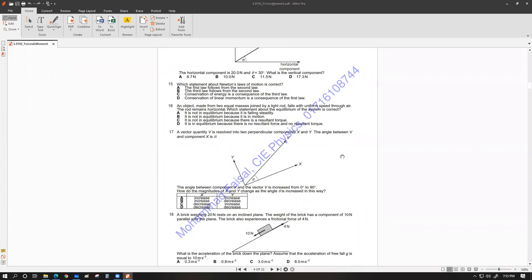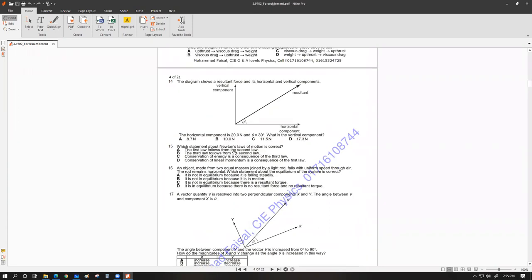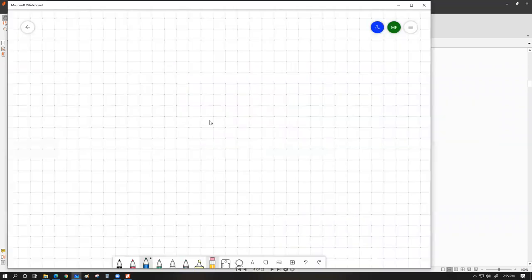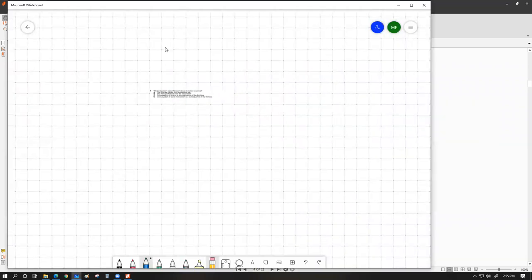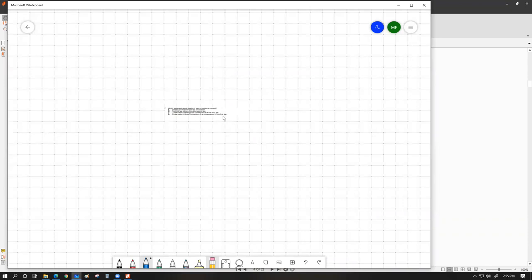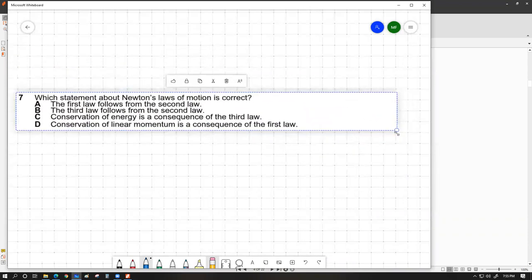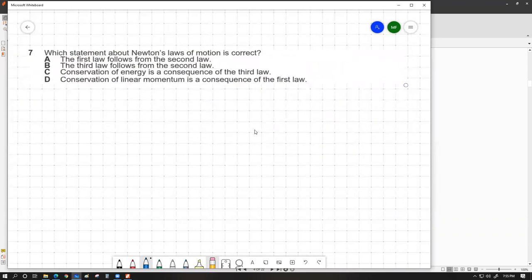Sir, question 15. Which terminology about Newton's laws of motion is correct? The correct response for this one is A, the first law follows from Newton's second law.